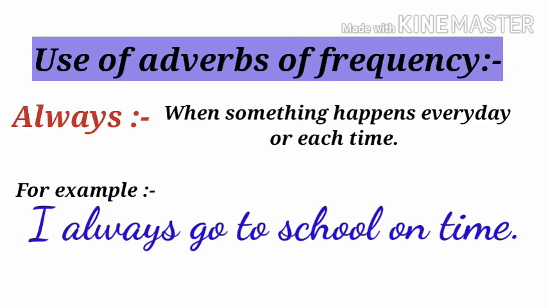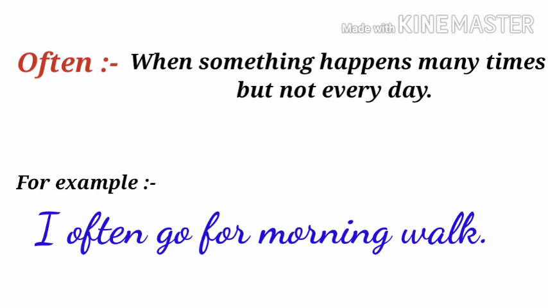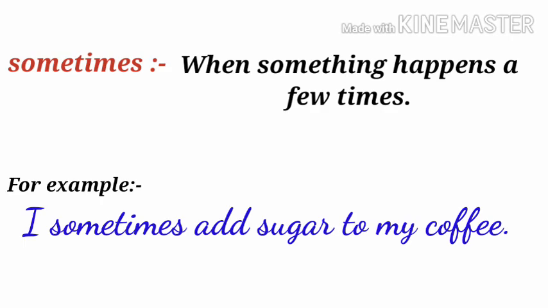Uses of adverbs of frequency. Always. When something happens every day or each time. For example, I always go to school on time. Often. When something happens many times but not every day. For example, I often go for a morning walk.